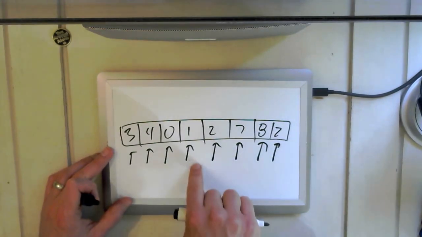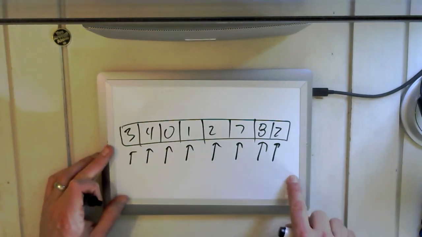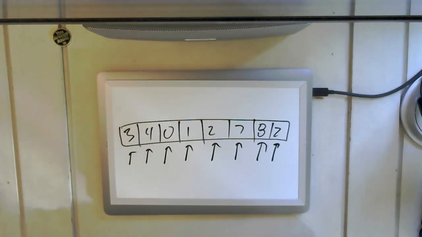1 by 1 by 1. Now, in this one, I would stop here, but let's say I was looking for like 9 or something that wasn't in the array. So I would end up going all the way through the array. And as we've talked about before, this results in an O(n) runtime because I don't have any idea where to look.